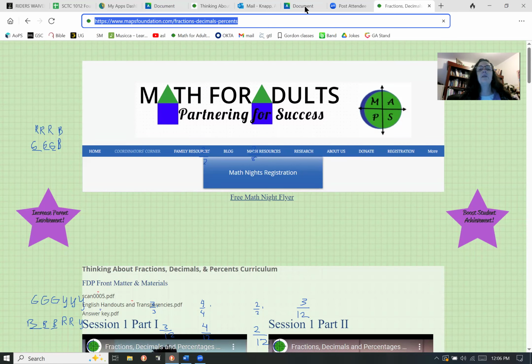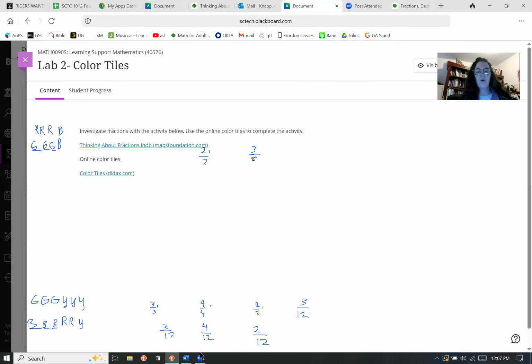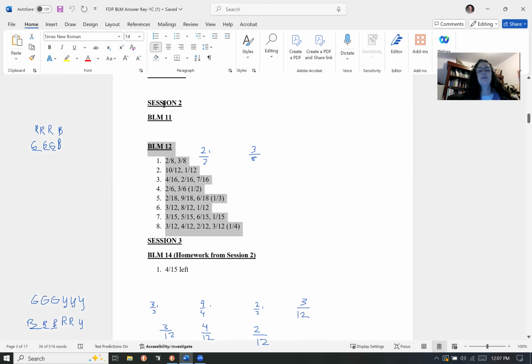And when you get into the answer key, you can scroll down to session 2. The black line master 12 is what you're working on. And here is the answer key. So you can see the 3/12 that we just came up with for the answer, which simplifies to 1/4.